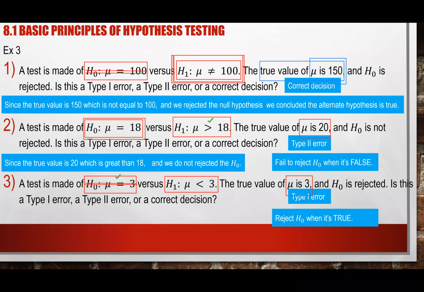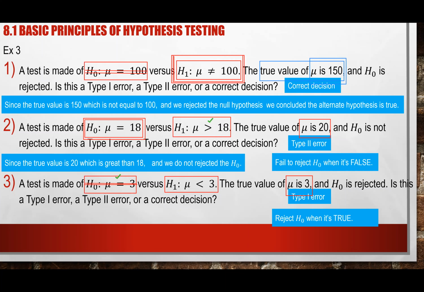And hopefully, they always use that innocent guy going to jail is type 1, guilty guy set free is type 2. I don't know if that makes it a little bit easier to comprehend, but that's what we have in type 1 and type 2.